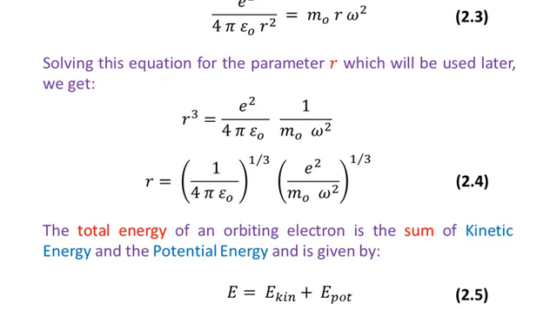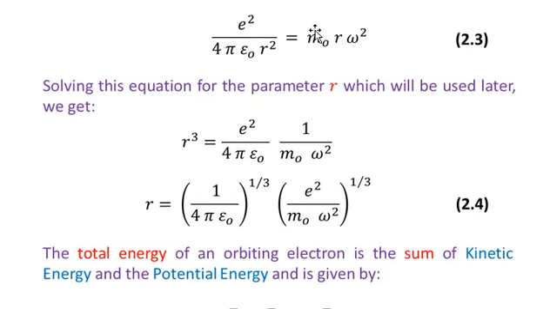We can solve this equality in equation number 2.3 for the value of r, which is given by r cube equals e square over 4 pi epsilon naught multiplied by 1 over m naught omega square. Taking the cube root on both sides, we have r equal to 1 over 4 pi epsilon naught raised to the power 1 over 3 and e square over m naught omega square raised to the power 1 over 3. This forms equation number 2.4.